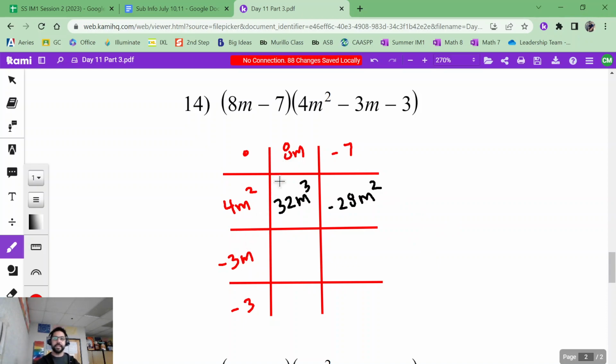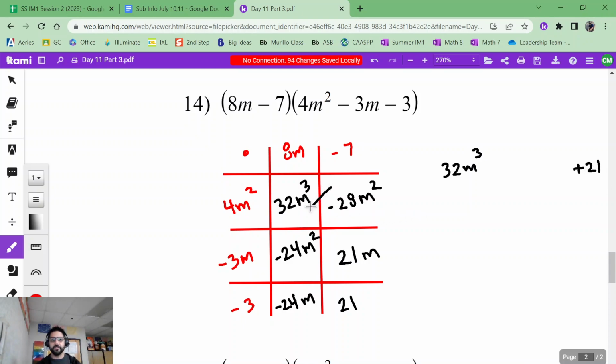Negative 3 times 8 is negative 24. M times m is m squared. Negative 3 times negative 7 is positive 21. M tags along. Negative 3 times 8 is negative 24. M tags along. Negative 3 times negative 7 is positive 21. So let's see. First term stays the same. Last term, positive 21, stays the same.